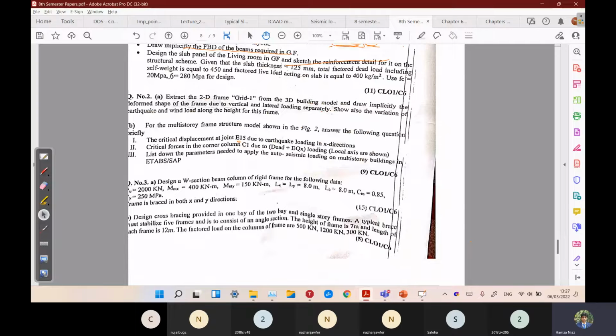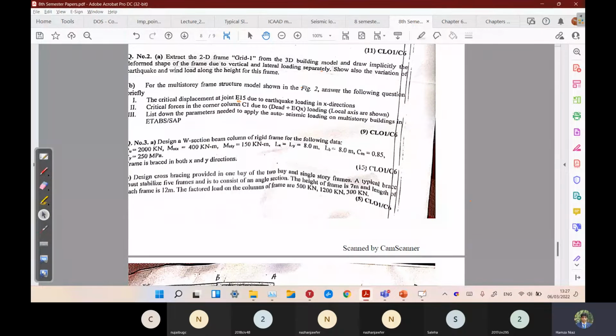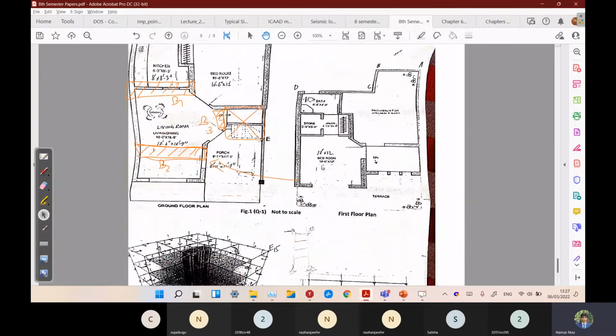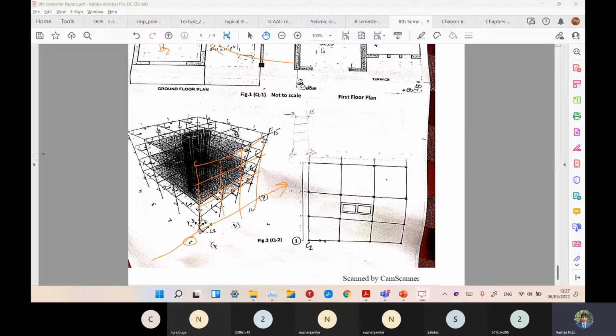The second portion is for commercial building, so it is a small one, but we haven't done it. Okay. So they are saying that extract 2D frame from 3D building. 2D frame grid 1. So for example, this is our grid 1. We have to extract 2D frame. So 2D frame at grid 1 would be this. Is that understandable? That this whole line is grid 1. So at grid 1, what would be our frame?